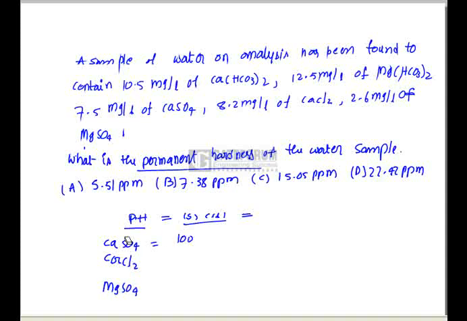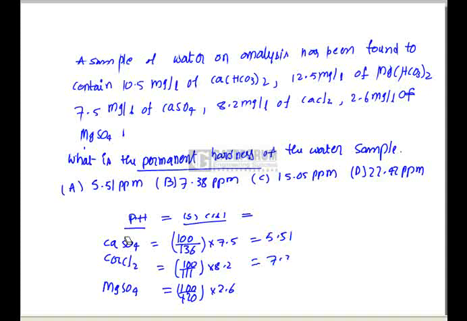We know the molecular weight of each, 100 by 136 into the quantity that is present in that liter of water, and 100 by 111 into 8.2, 100 by 120 into 2.6, that is equal to 5.51, 7.38 and 2.16. These are the amounts that are present in the sample of water. So by adding these three, we will get 15.05 ppm. That is equal to option C, correct.